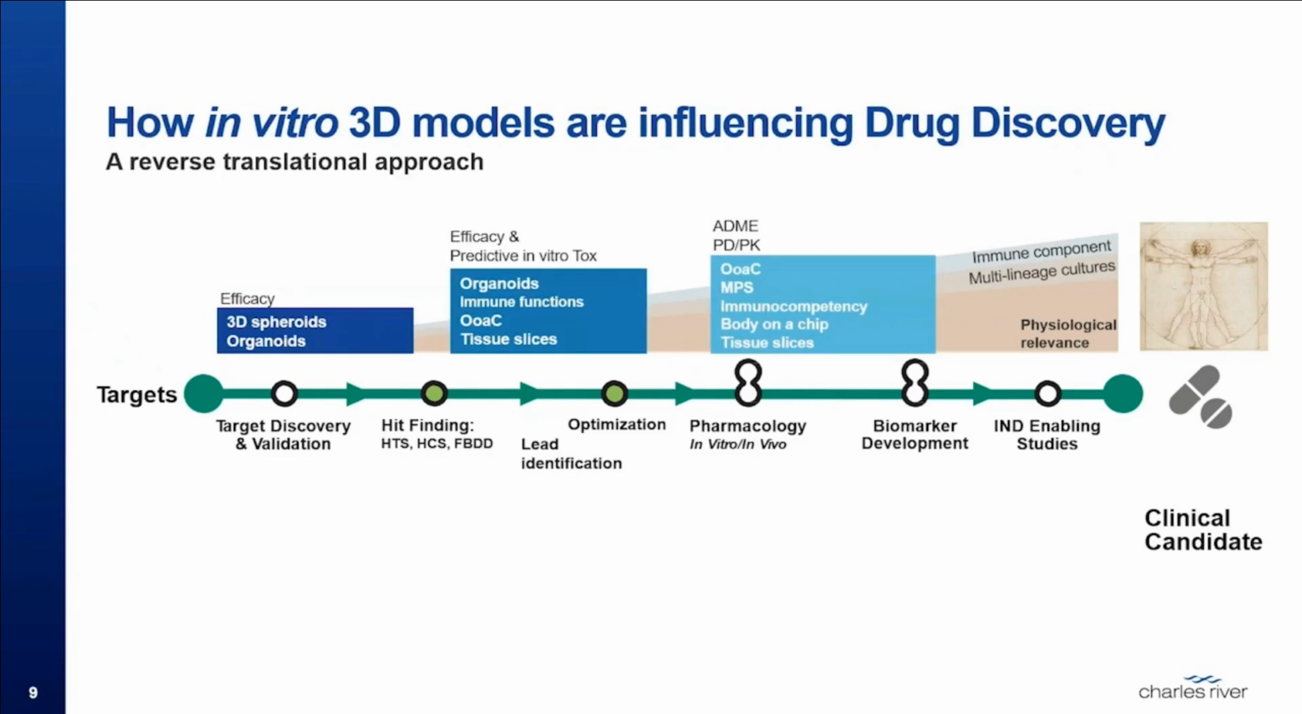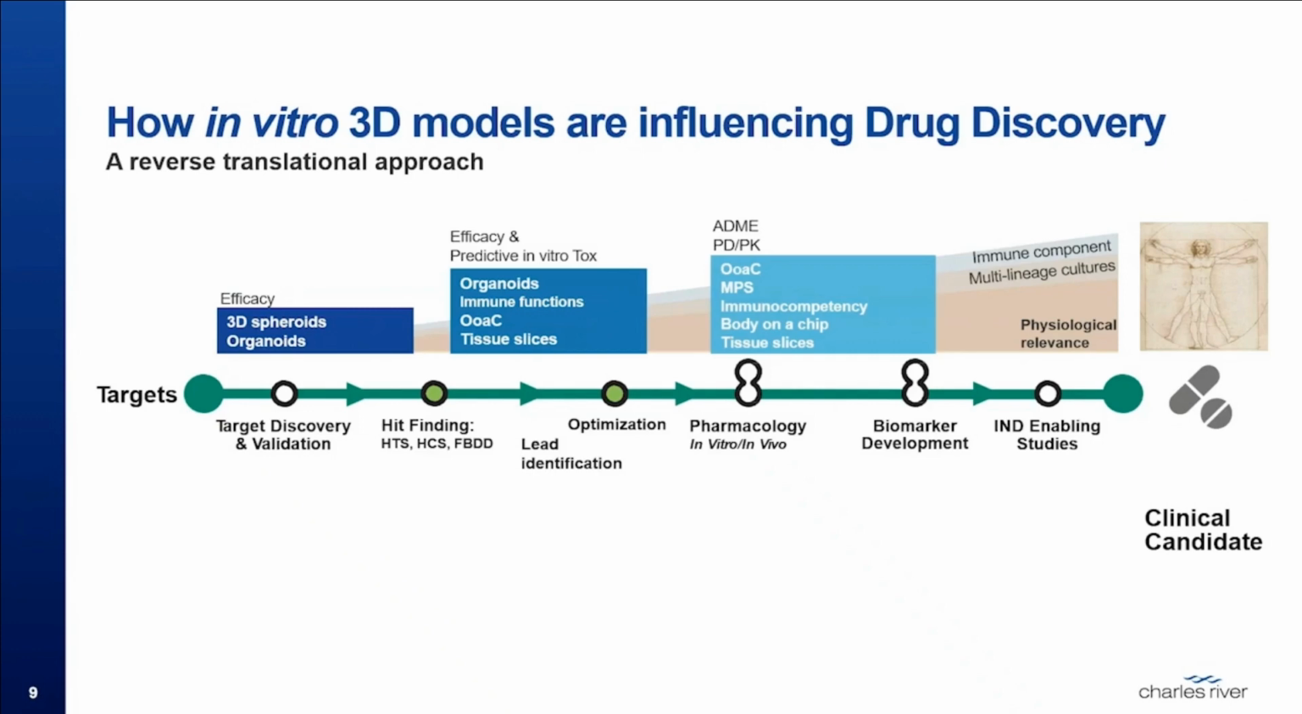Here I just give an example of where to position 3D models along the drug discovery programs. Again, bringing organoids, organ on a chip, and starting to test the immune system at an early stage will help to select better compounds that will be more efficacious and also safer.